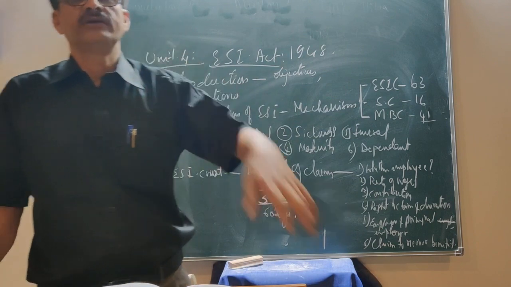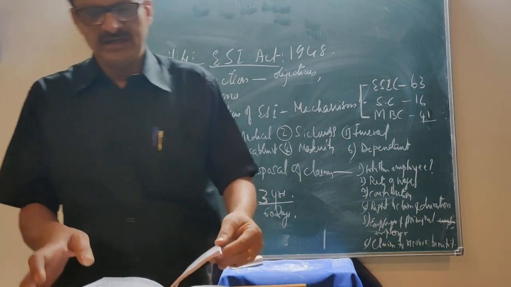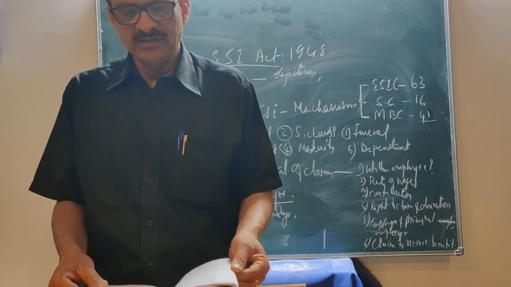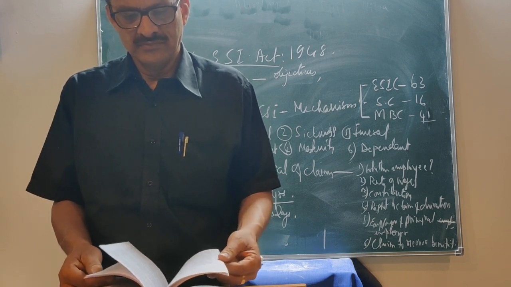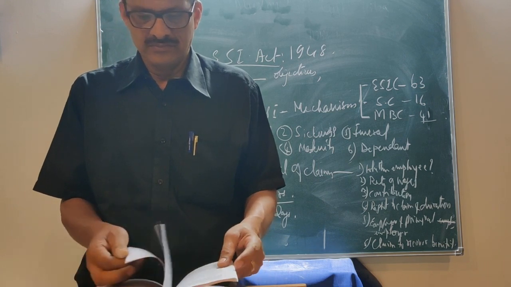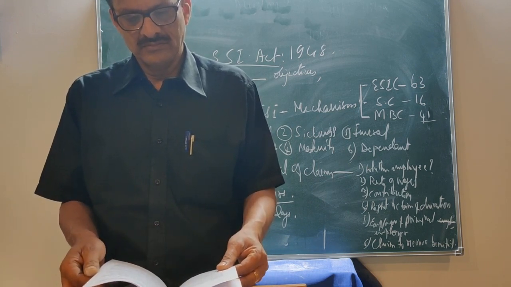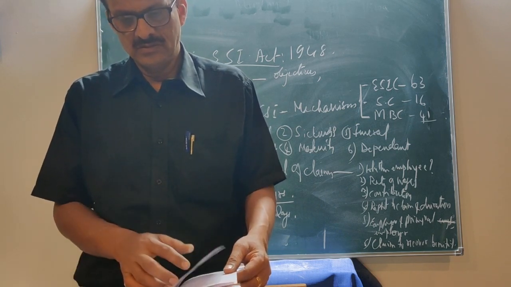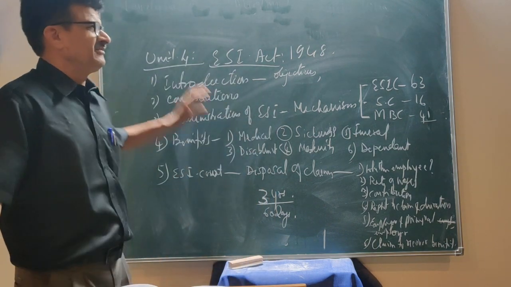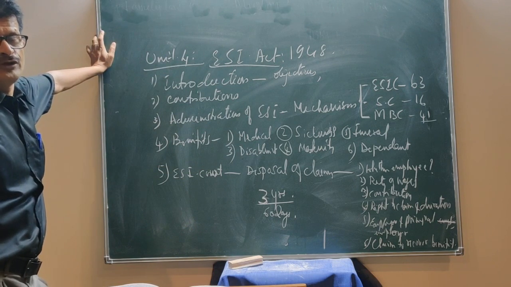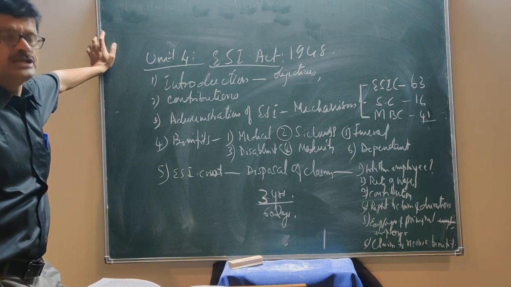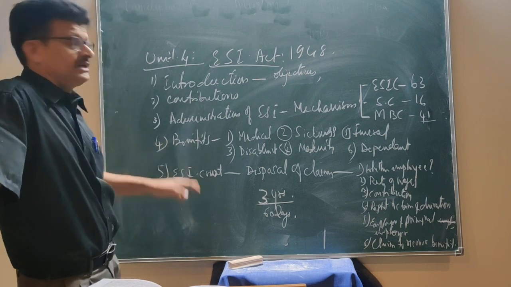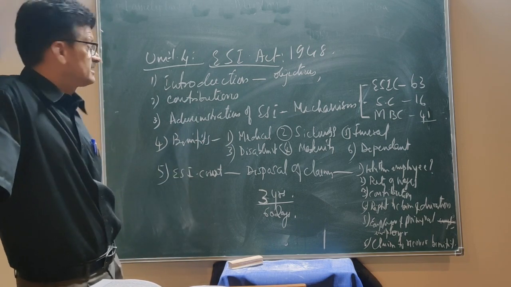ESI, we have some 87 sections, right? One minute, I will just check. Is it 87 sections? Yes, it appears to be. In fact, sections 74 to 83 deal with adjudication. This is there in the ESI Act: adjudication and settlement of claims. And in all it covers 87 sections.